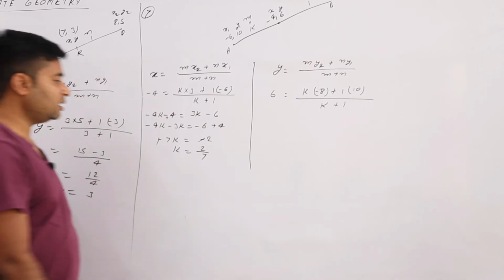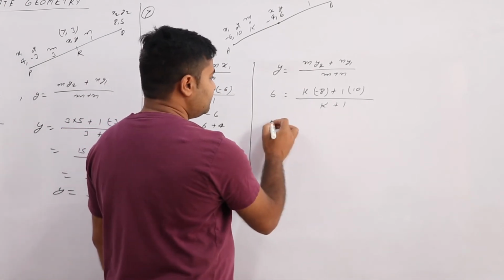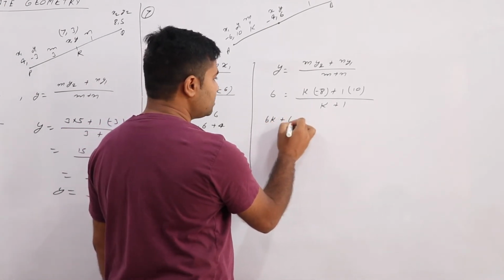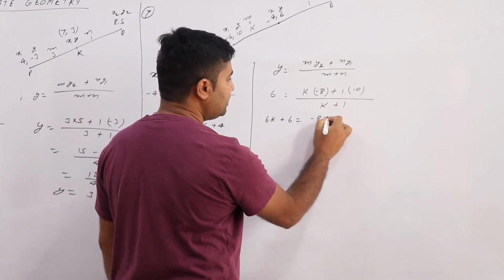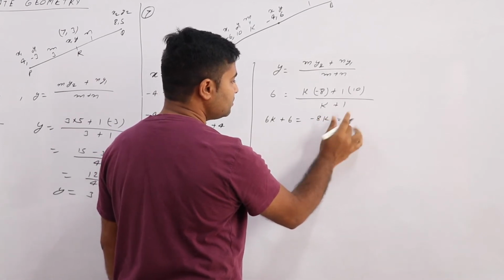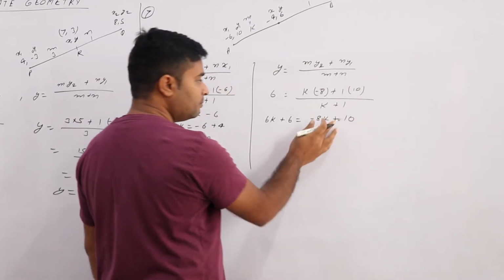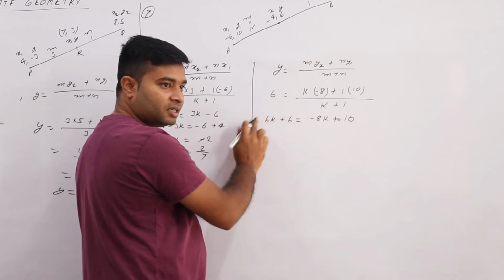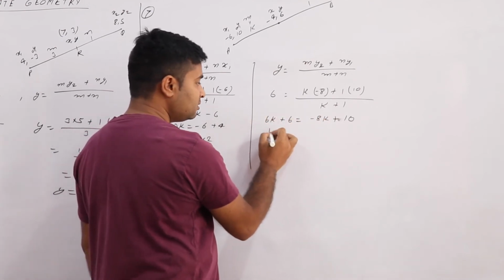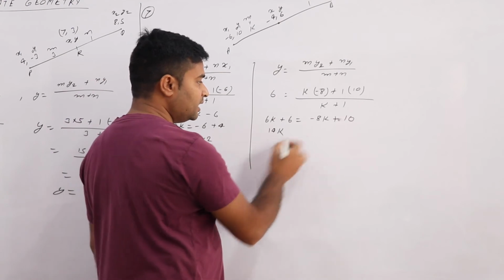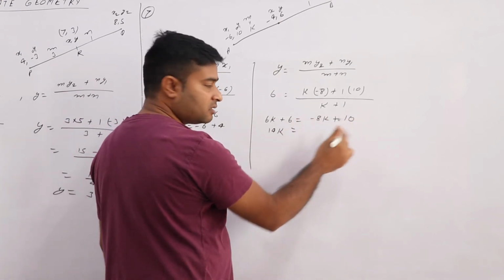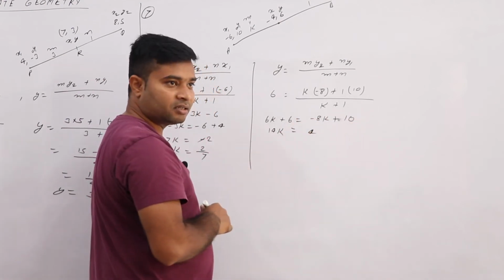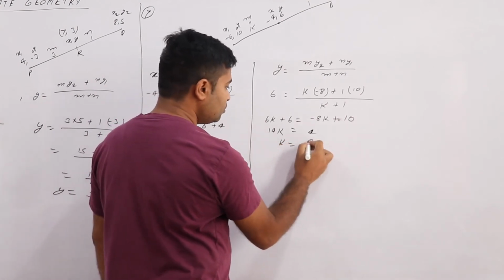Now here simplify. 6k plus 6 is equal to minus 8k plus 10. Bring this to this side. So 8k plus 6k is 14k is equal to 10 minus 6, which is equal to 4. So k is equal to 4 by 14.